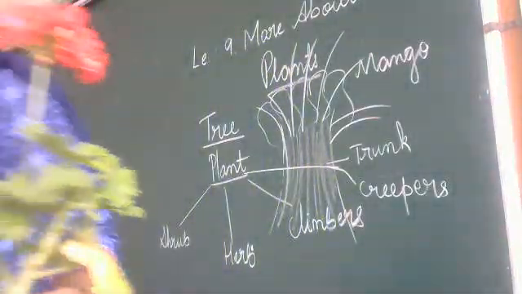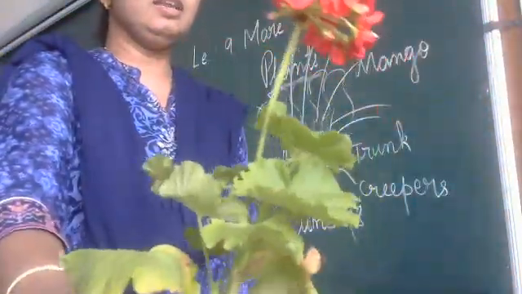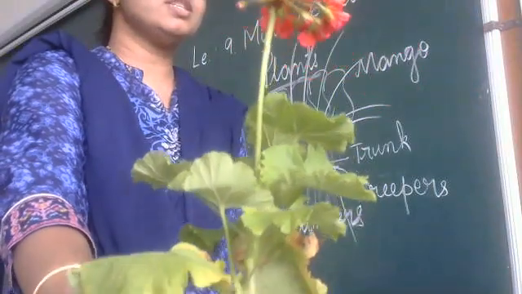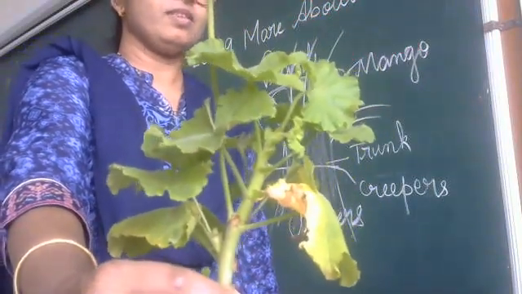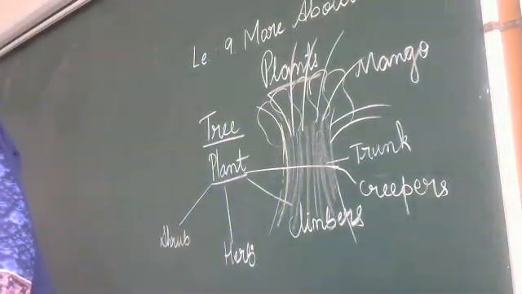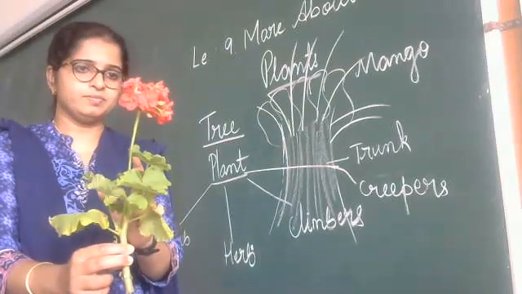But this plant has a woody stem. See here. Don't say simply yes. First understand. इसका stem देखो और इसका stem देखो. It has a woody stem, but it has a green and soft stem. A small plant with a soft and green stem is called herb.